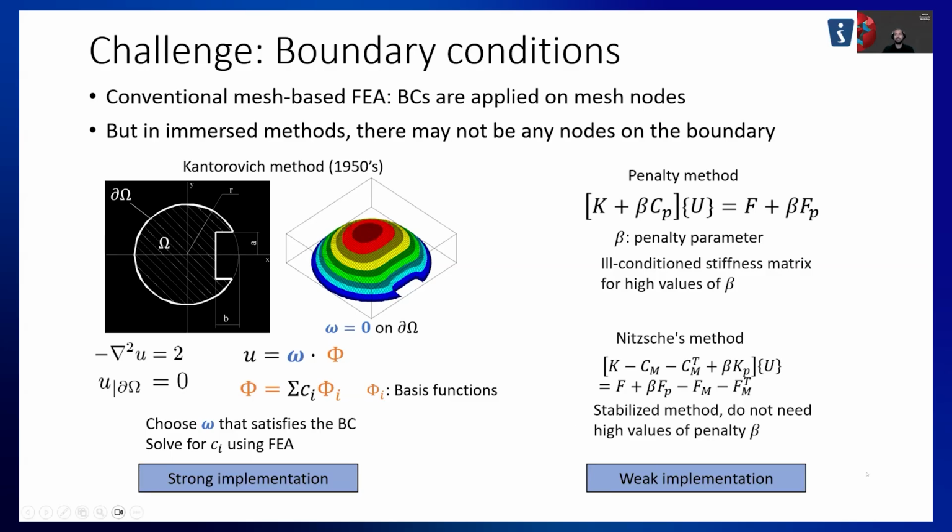So this is weak implementation, and in our platform, the users can choose strong implementation or weak implementation. But essentially, what I'm trying to say is we have this challenge covered, specifically the challenge about boundary conditions. We have methods to solve this.